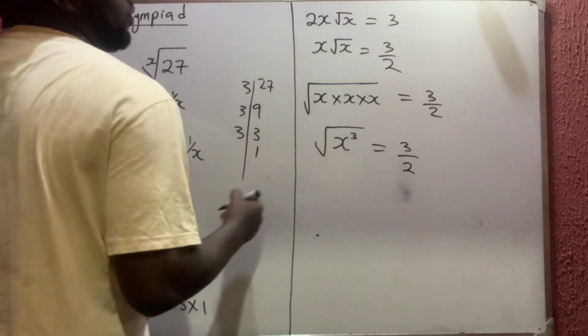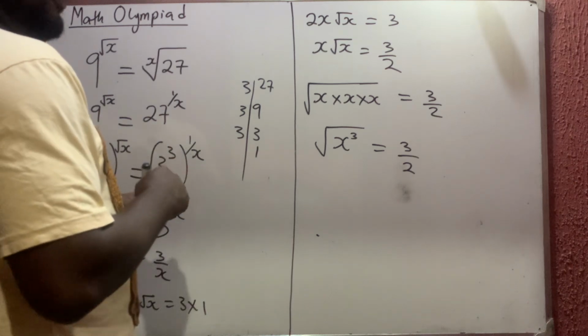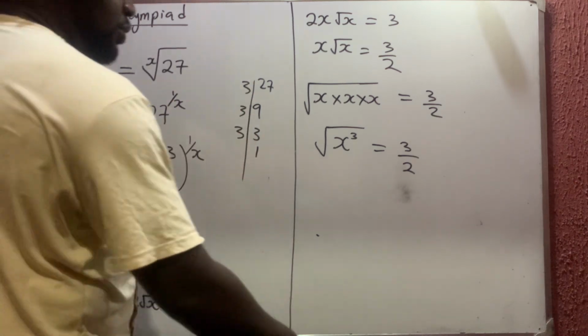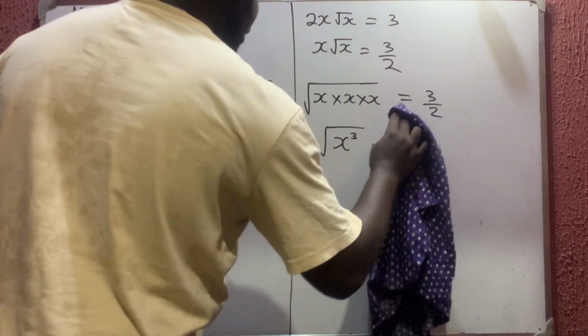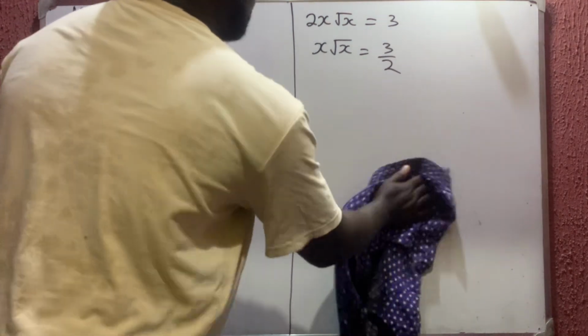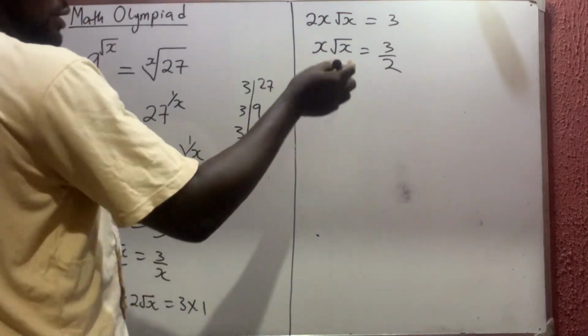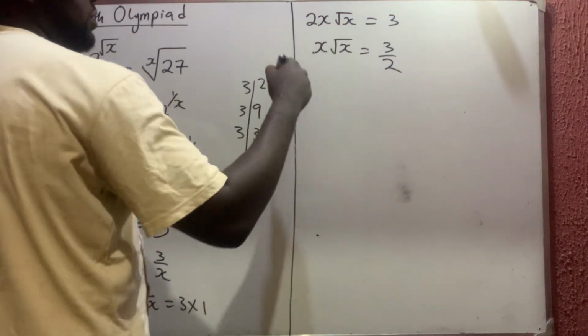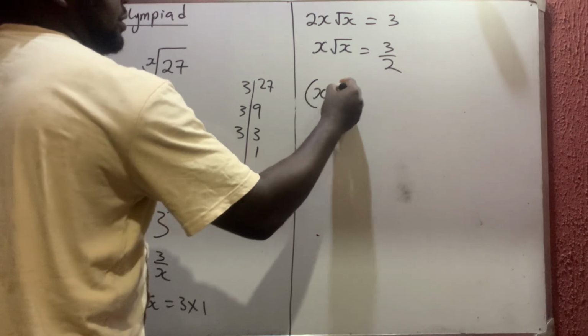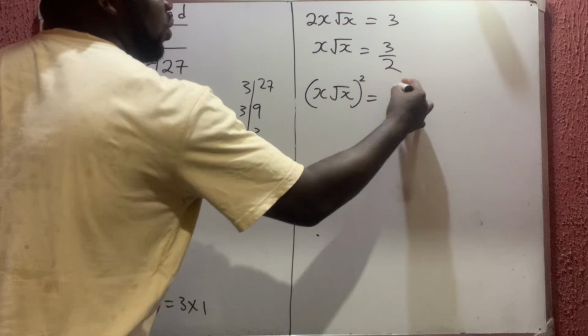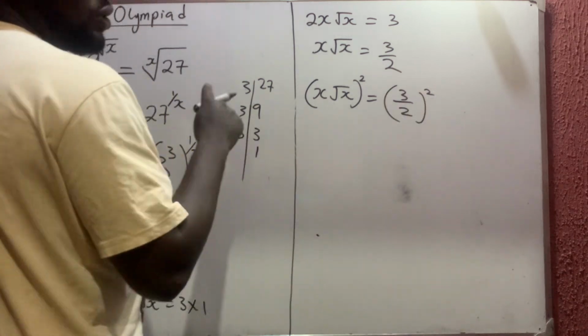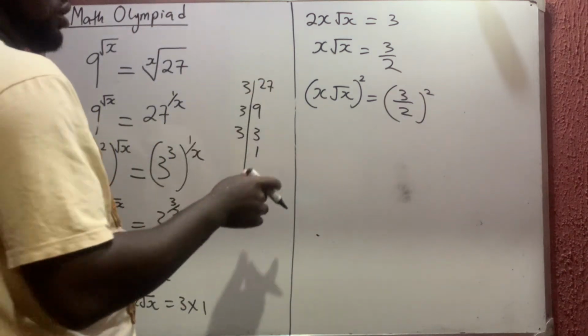Okay, if you don't want to do it this way, there's another way we can do it. The other way we can do it is by saying, let us just square both sides. If we square both sides, I'm going to have x times the square root of x, all squared, is equal to 3 over 2, all squared. Okay, that doesn't mean that the other method will not work. It will work, but let's use this.